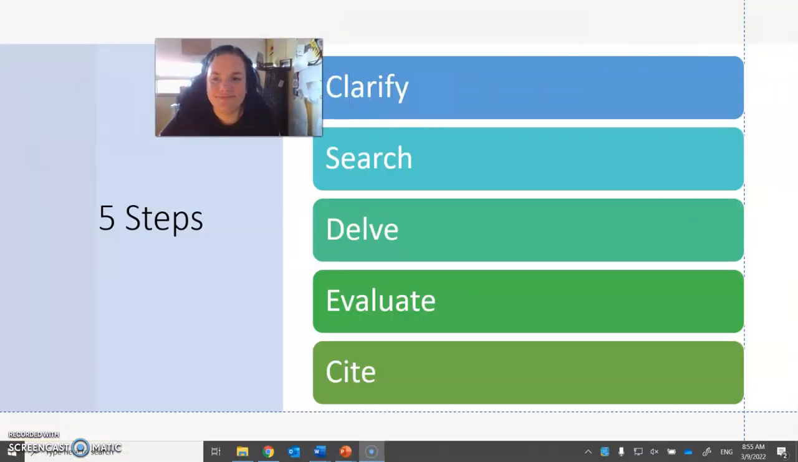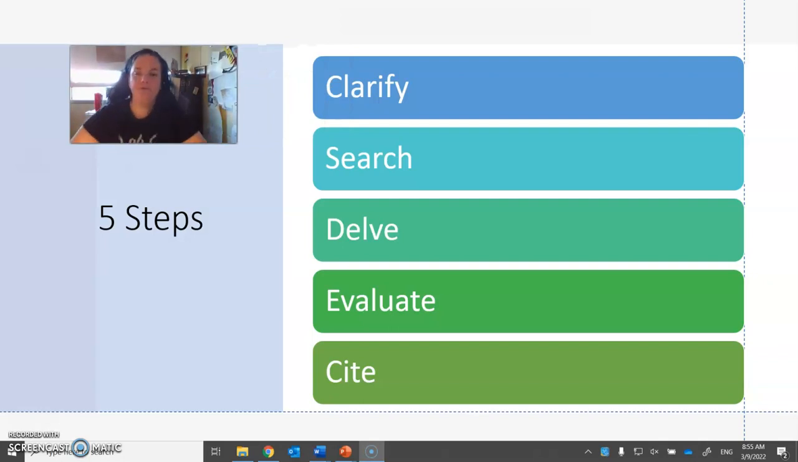All right, so to yon internets, zap. So here are 5 steps that Mr. Russo has for you as you begin your internet research: clarify, search, delve, evaluate, and cite. Cool. Let's walk through what these mean.